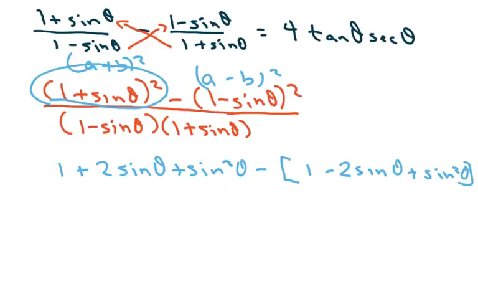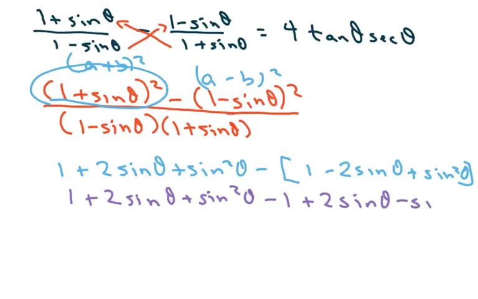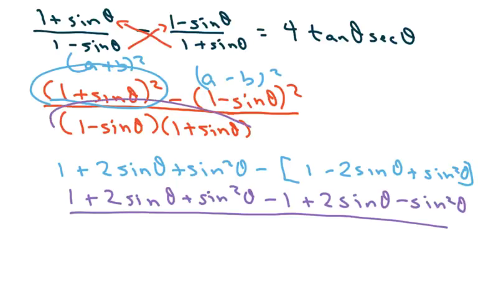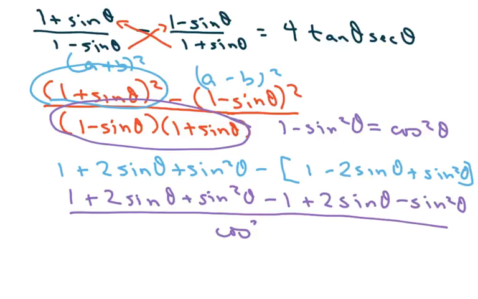I'm going to go ahead and just take care of the numerator real quick here. So it's going to be 1 plus 2 sine of theta plus sine squared of theta. When you distribute the negative or multiply by negative 1, you get minus 1 plus 2 sine of theta minus sine squared of theta. Now, this is all over this. So we haven't dealt with that yet. This is 1 minus sine squared of theta, which we know equals cosine squared of theta. So I'm going to go ahead and put cosine squared of theta.